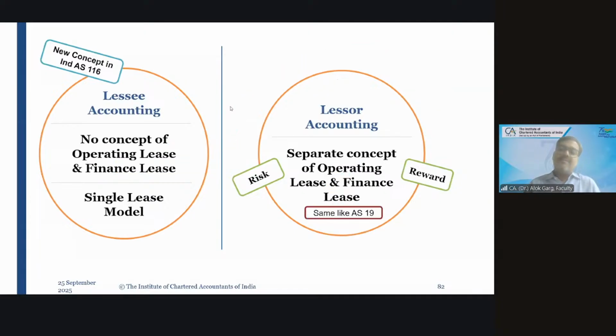Now, friends, let's come to the lessor accounting. In case of lessor accounting, the concept of operating lease and the concept of finance lease also exist. The concept of operating lease and finance lease exist in the lessor.